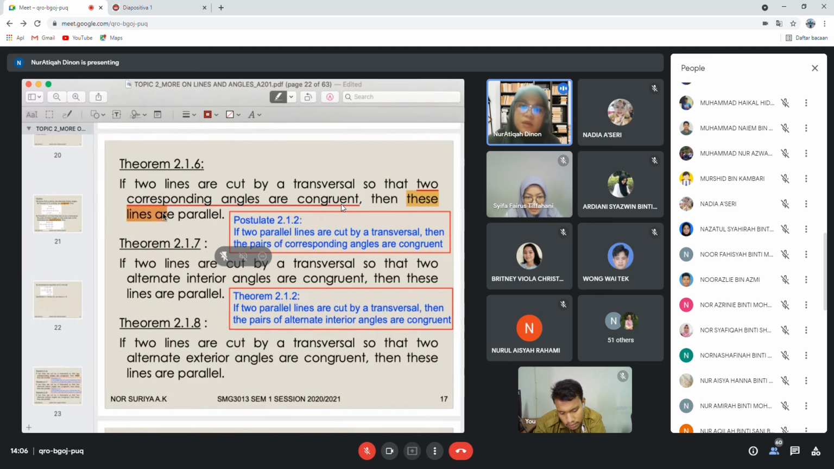These lines are parallel. So kalau you go back to the postulate 2.1.2, they are talking about if two parallel lines are cut by a transversal.